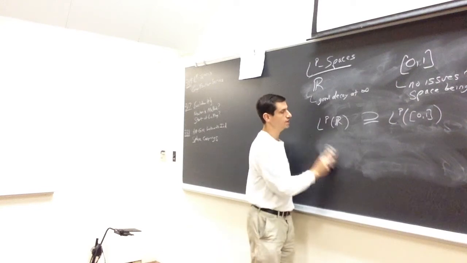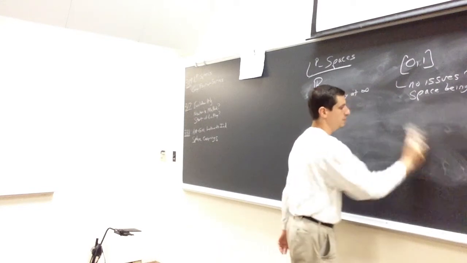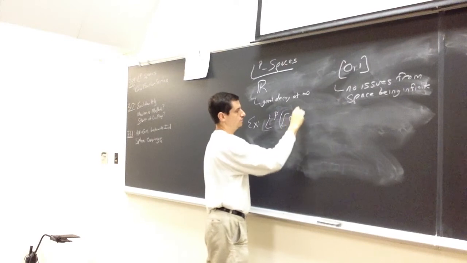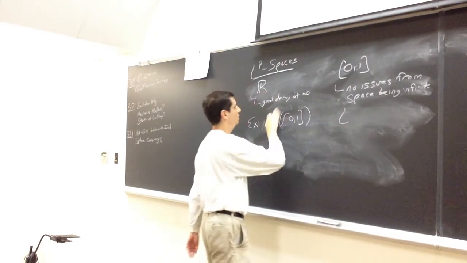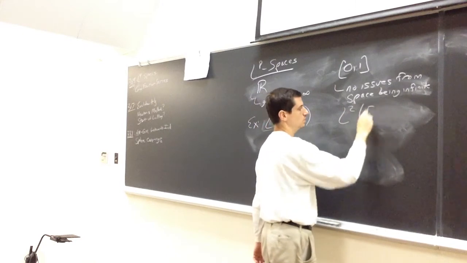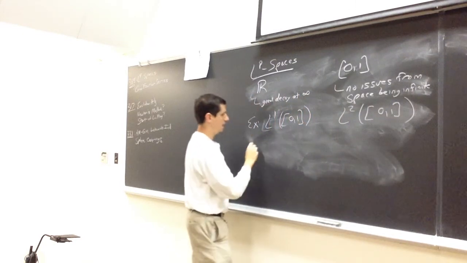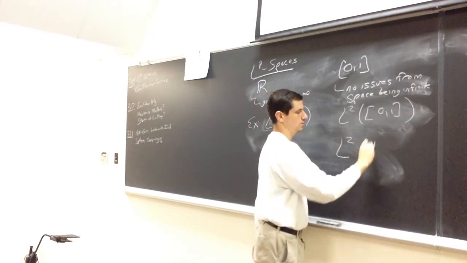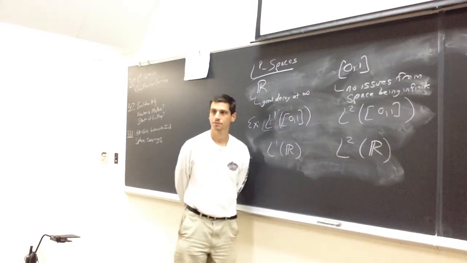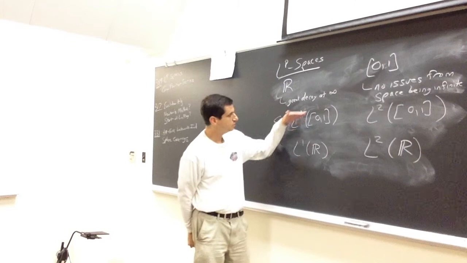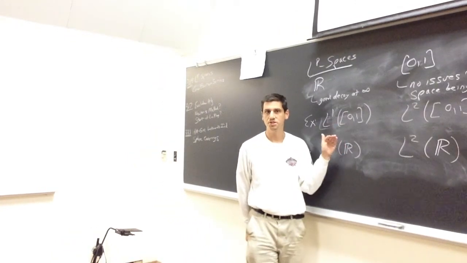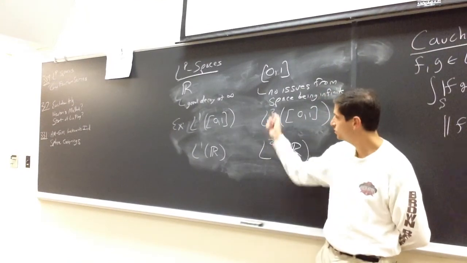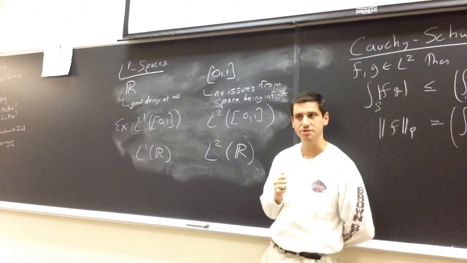What's frequently more interesting is to compare two different values of P. So for example, L^p of [0, 1] and, well, let's do L^1 of [0, 1] and L^2 of [0, 1]. And let's do L^1 of the real line and L^2 of the real line. There's a fundamental difference between the two examples. What's the big difference between these two different input spaces?